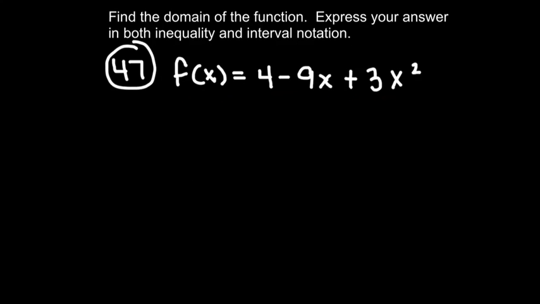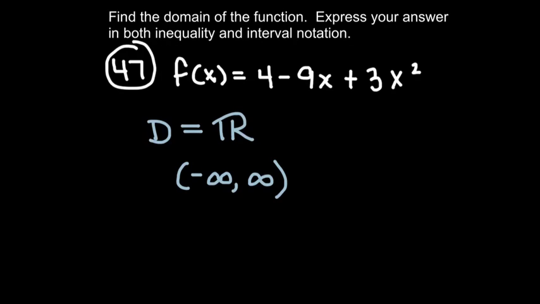Well, for this function, we don't have any fractions and we don't have any radicals, so our domain in this case is simply all real numbers, which you can write with the capital R with the extra vertical bar. That's the symbol for all real numbers. If we wanted to do interval notation, that would be from negative infinity to positive infinity.